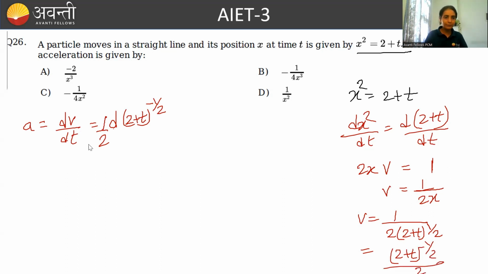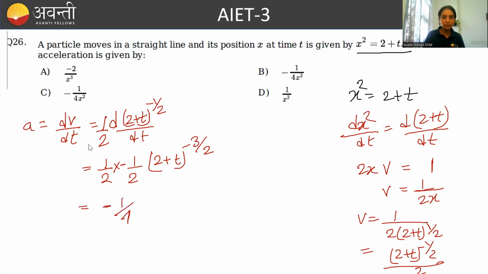So this is this. Now if you differentiate it, what value are you going to get? Half into minus half into 2 plus t to the power minus half minus 1, that is minus 3 by 2. This is going to be the thing. Now here if you write, this is minus 1 by 4, acceleration equals 2 plus t to the power minus 3 by 2.